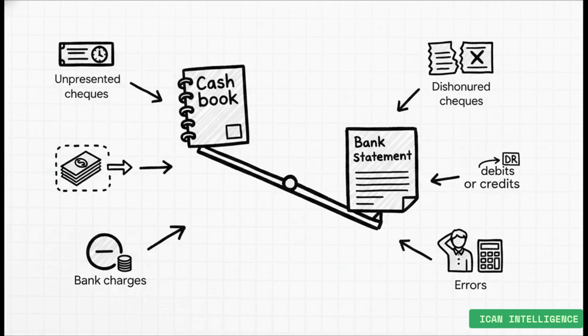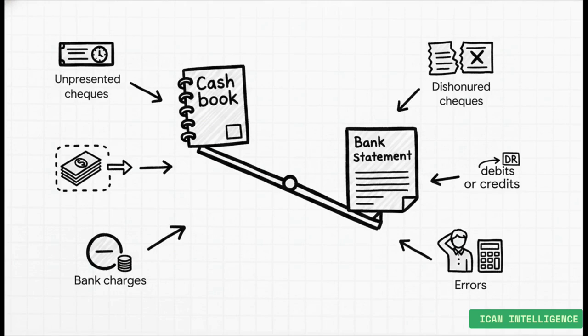Let's list them all out. You've got unpresented checks. These are checks you've written and recorded, but the person you gave it to hasn't cashed it yet. Then there are uncredited deposits, or lodgements. This is cash or checks you paid into the bank, but they haven't cleared and shown up on the statement yet. You also have bank charges and interest, little fees or earnings the bank has applied that you don't know about yet.